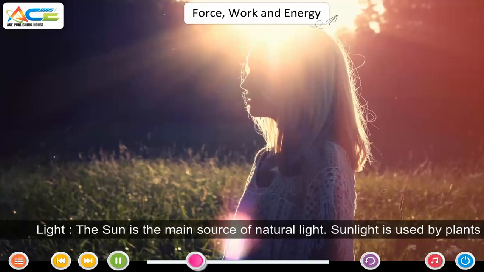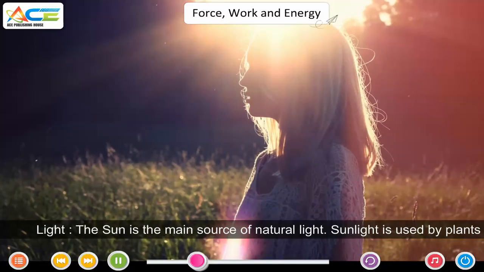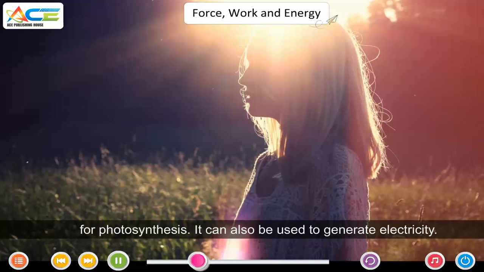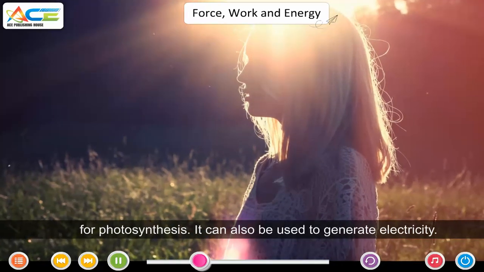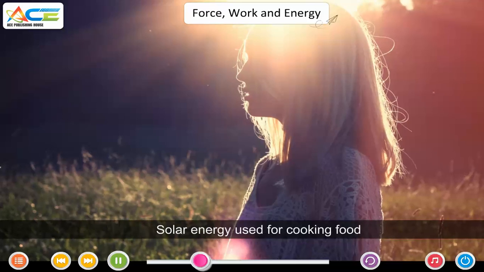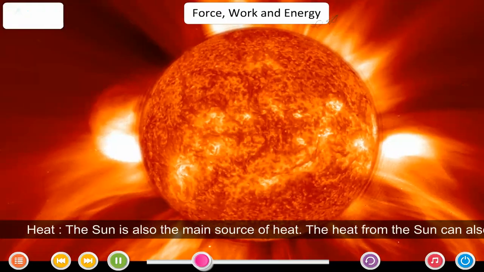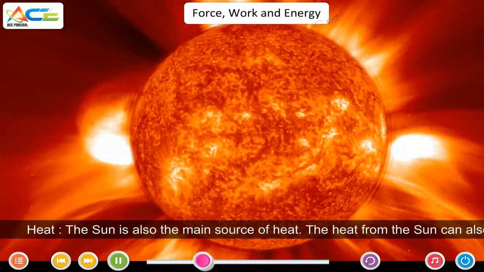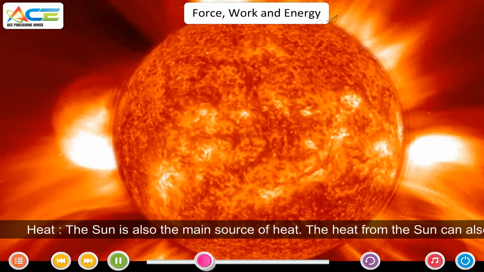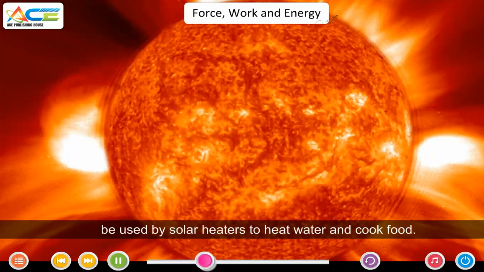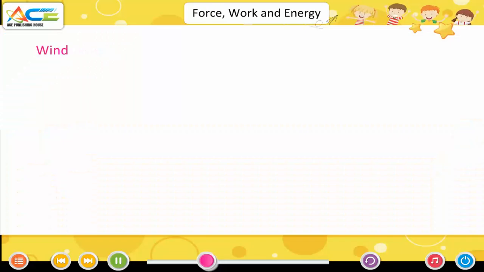Light. The sun is the main source of natural light. Sunlight is used by plants for photosynthesis. It can also be used to generate electricity. Solar energy used for cooking food. Heat. The sun is also the main source of heat. The heat from the sun can also be used by solar heaters to heat water and cook food.